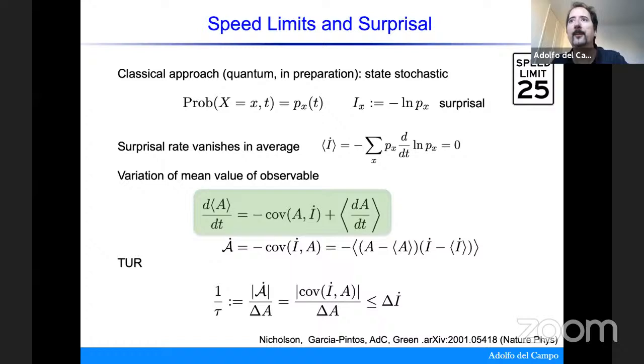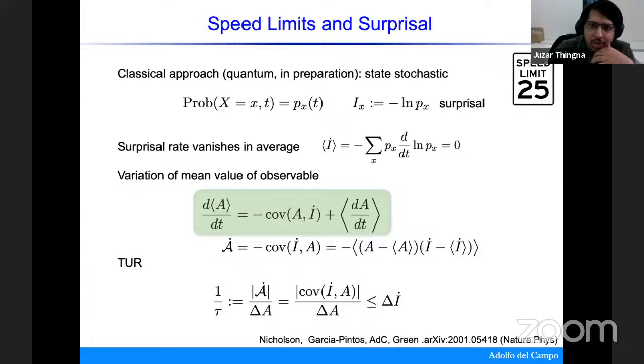Okay, thank you. Sorry, Adolfo. One more, just a continuation of Dominic's question. Can we understand this X as some form of a continuous variable? The reason why I ask this is, won't the surprisal that you define here be dependent on the coordinate system because of this logarithm that is sitting there?